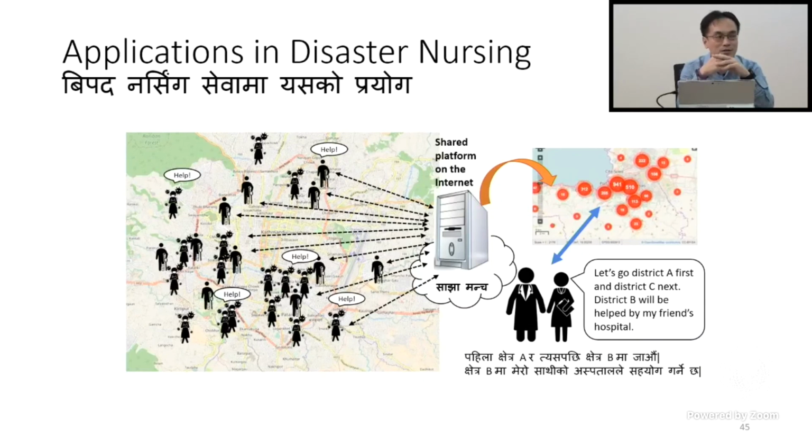For example, in this picture, the medical team can identify a place where to go first, in coordination with the medical team. So this kind of information is useful for disaster responses. The reason I am mentioning is the community resilience.